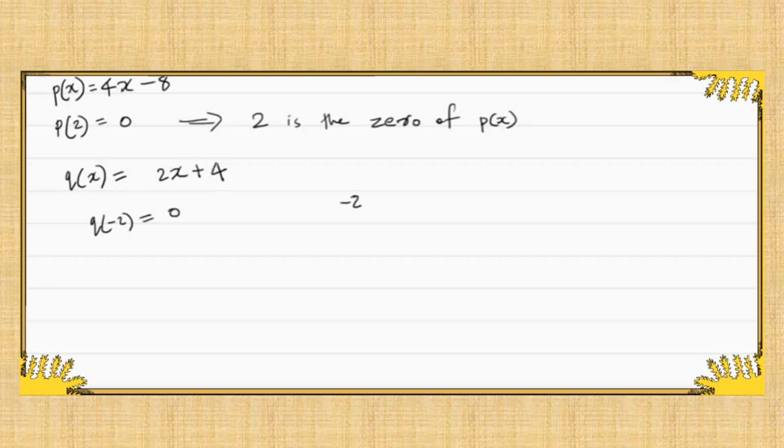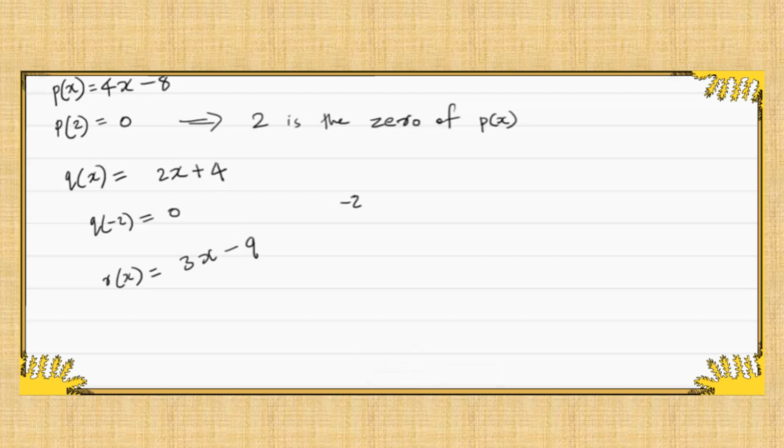Okay, one more example. R of x is equal to 3x minus 9. Then what will be the 0 of this R of x? 3 or minus 3? 3. So the 0 of this R of x is equal to 3. Okay, so you know the idea of 0.